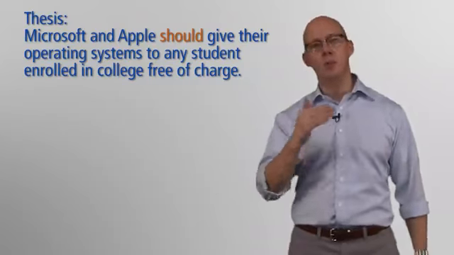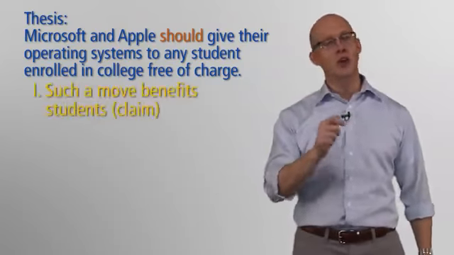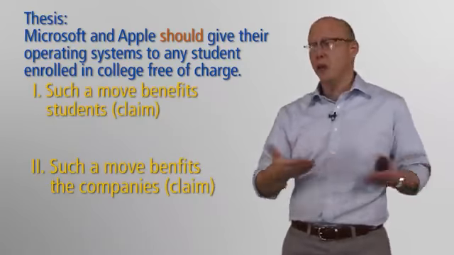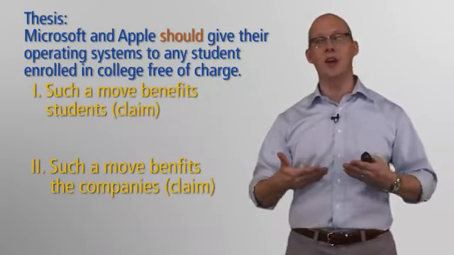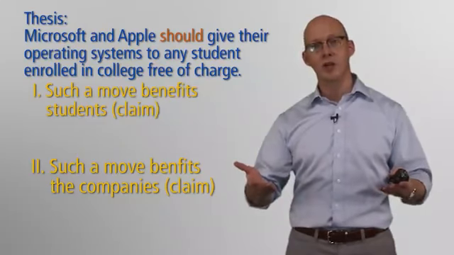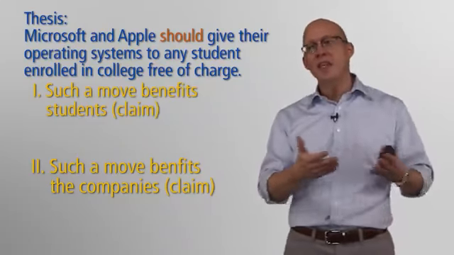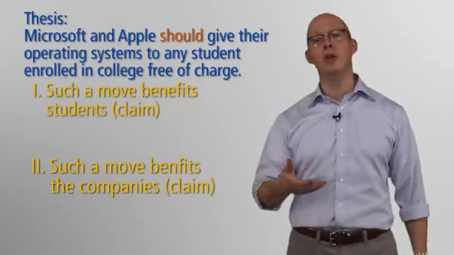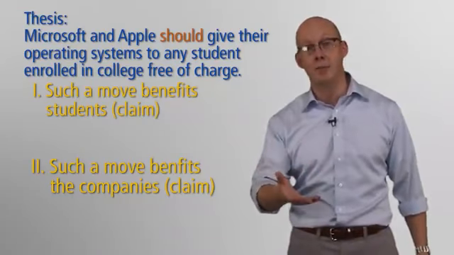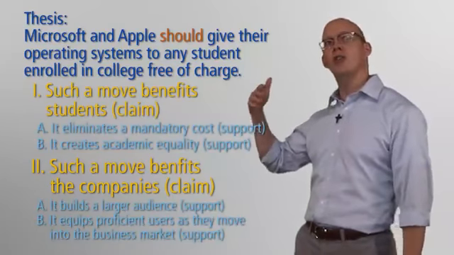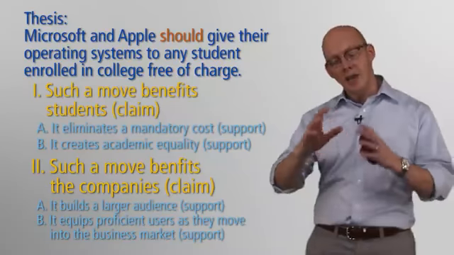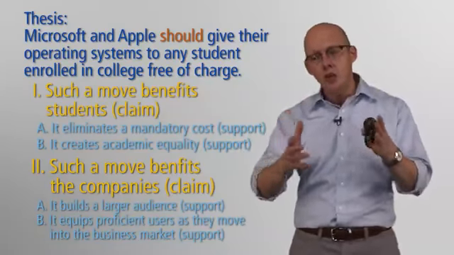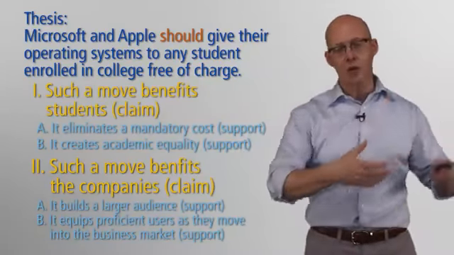That claim is supported by two main points, also claims: such a move benefits students, and such a move benefits companies. The speaker would want the audience to see those as reasonable assertions. There's no reason to support that thesis if these two claims don't work. Each of those claims is supported by evidence, by an idea, by an example: it eliminates mandatory cost, it creates academic equity. On the outline it's pretty embryonic, but as you would discuss this in depth, you would be explaining what that support is and how it relates to the claim.